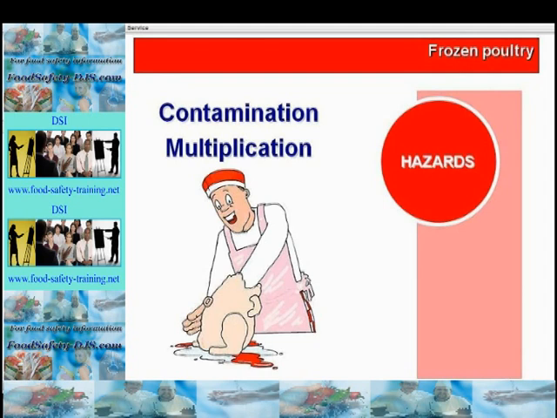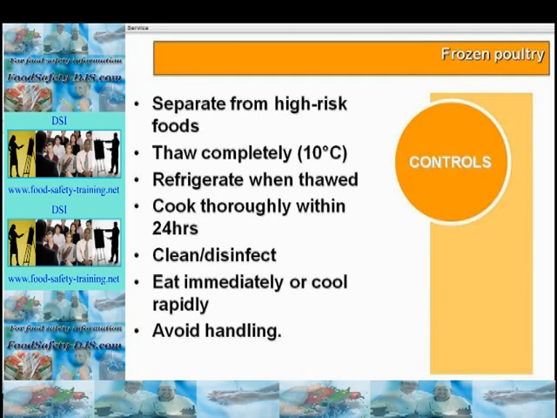Thawing frozen poultry. Regulation EC 852/2004 states that the thawing of foodstuffs is to be undertaken in such a way as to minimize the risk of growth of pathogenic microorganisms or the formation of toxins in food. The hazards here are contamination and multiplication. Controls include: use fresh or chicken portions where possible, separate from high risk and other foods, and thaw completely to about 10 degrees Celsius. Check if thawed completely, i.e. pliable, legs flexible, no ice crystals.